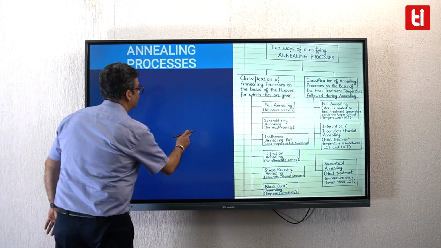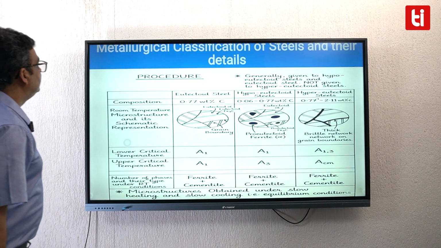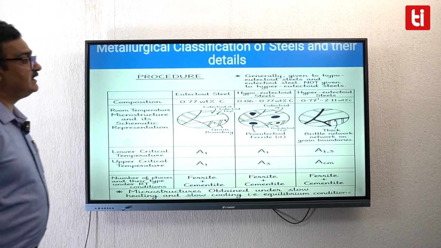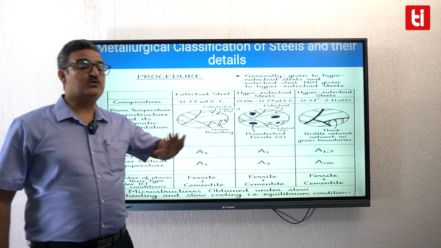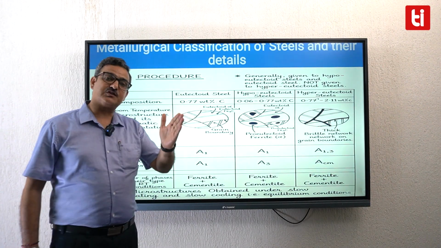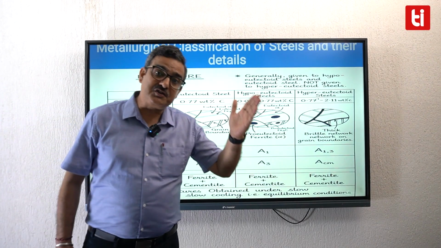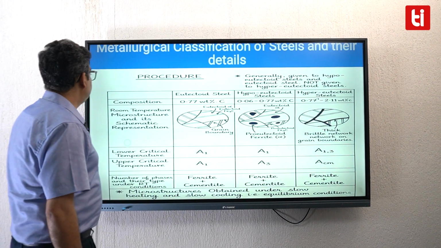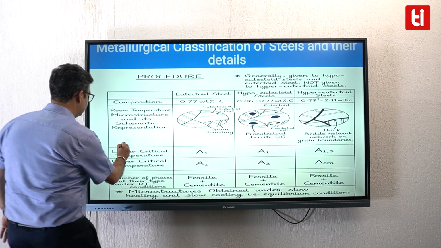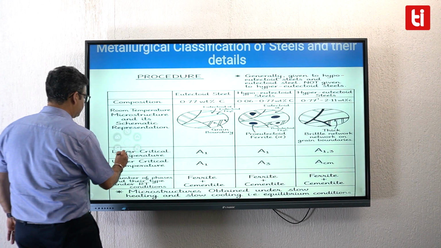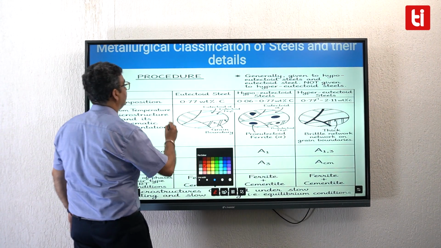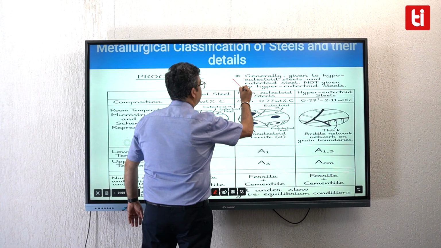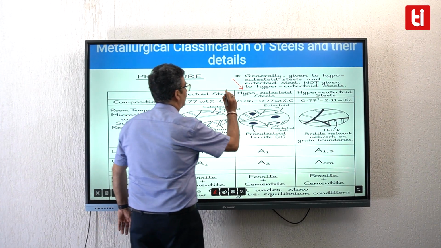Okay. Now, before I start discussing full annealing with you, it's very important that I take you back again to the main categories of steel on a metallurgical basis. On the metallurgical basis, we have these three categories of steels, students. One is called hypo-eutectoid steels. What is their composition?